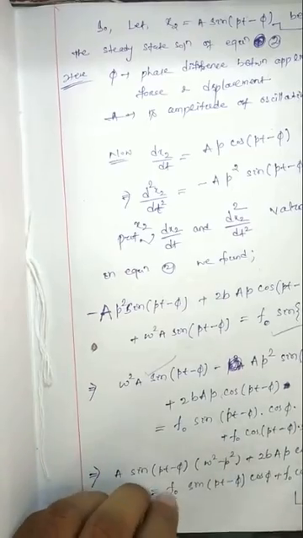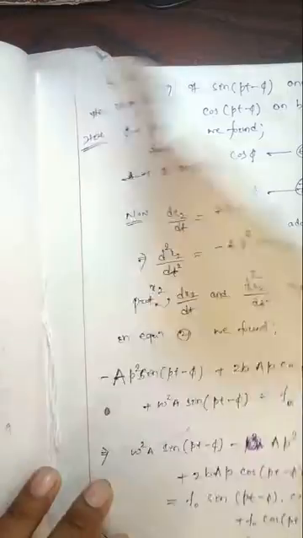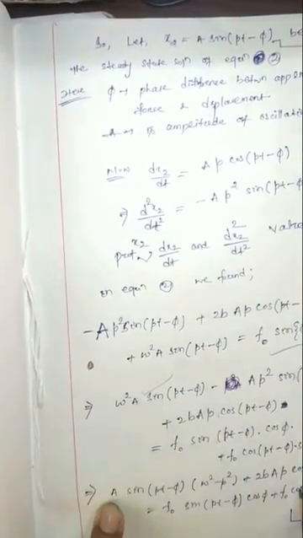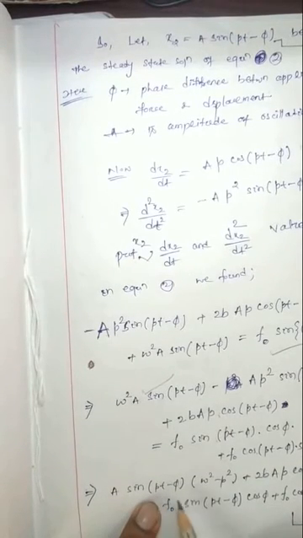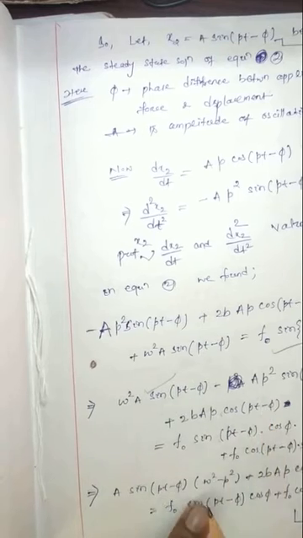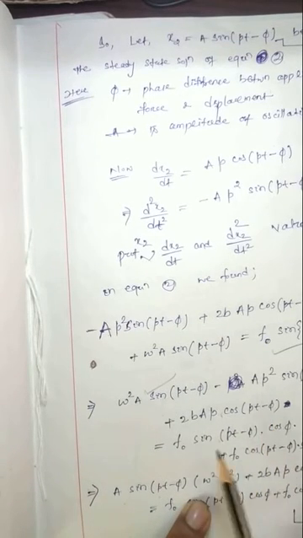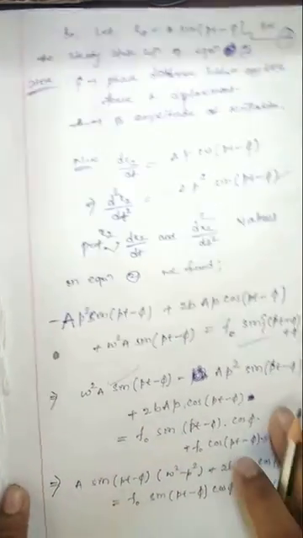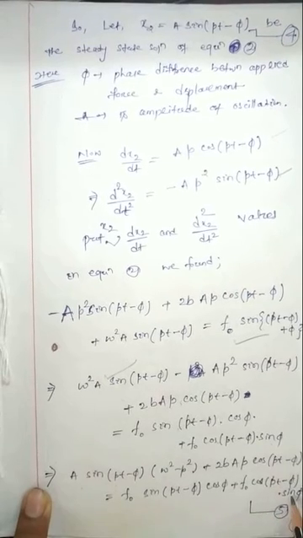Then by solving this, we can find like this. So here A sin(pt − φ), if we take common from these two terms, we can find (ω² − p²) plus 2bp cos(pt − φ) is equal to f0, equal to this one.